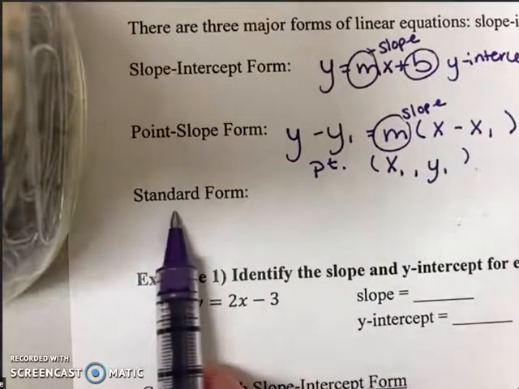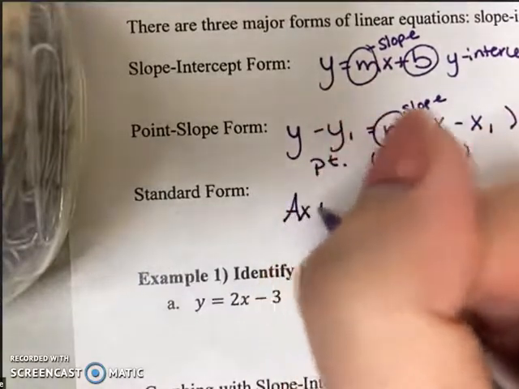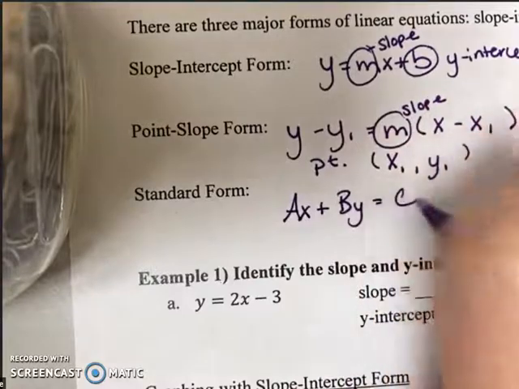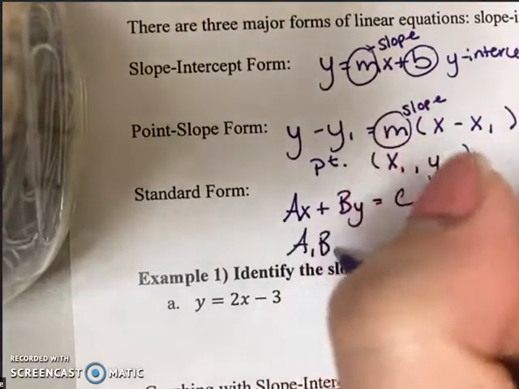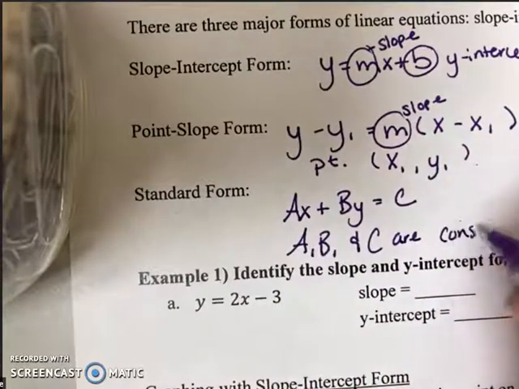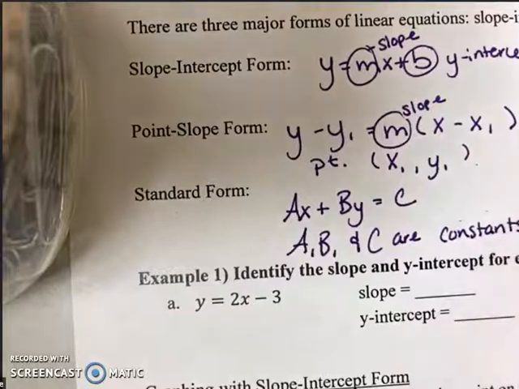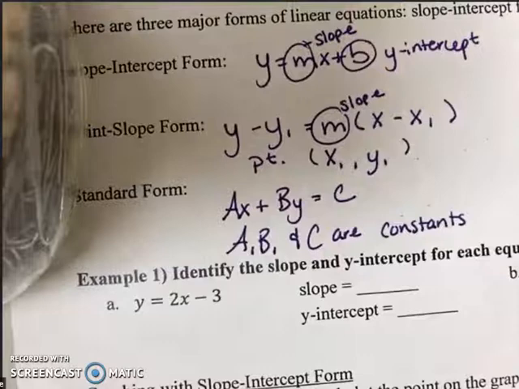All right. Last one is standard form. Standard form looks something like this: Ax plus By equals C. Now, A, B, and C are all constants. Constants is just another term we use for numbers. So A, B, and C will be numbers in this form.